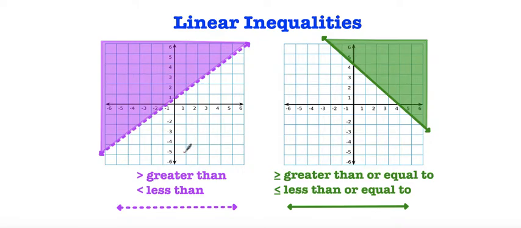If we have a linear inequality with a greater than or less than sign, then we're going to draw a dashed line. On a dashed line, if there is a coordinate, that means that coordinate is not a solution to our inequality. However, the coordinate on a solid line is a solution to our inequality.